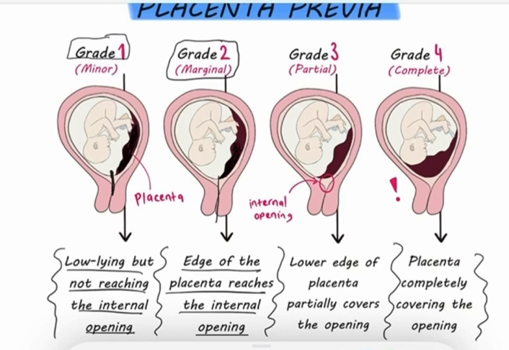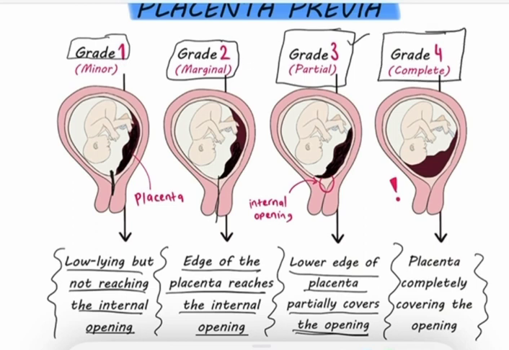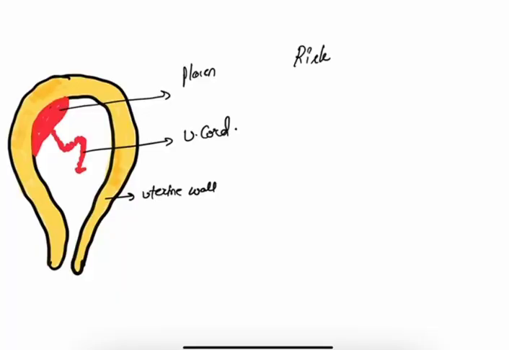Okay. So what is grade 3 placenta previa or partial placenta previa? In grade 3 placenta previa, the lower edge of the placenta partially covers the opening. You can see the placenta is partially covering the internal os, but it is not completely covering it. This is grade 3 placenta previa. In grade 4 placenta previa, the placenta is completely covering the opening. Look at this image. You can see the placenta is completely covering the internal os.